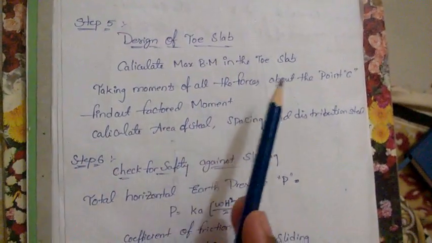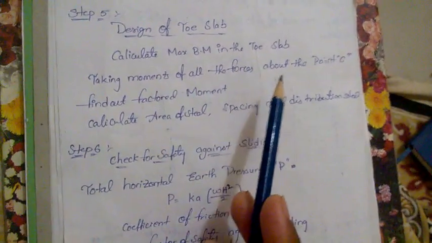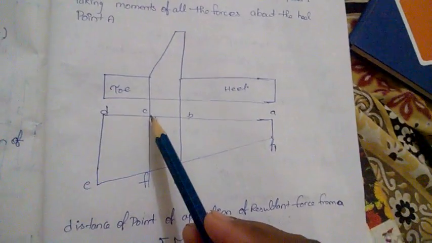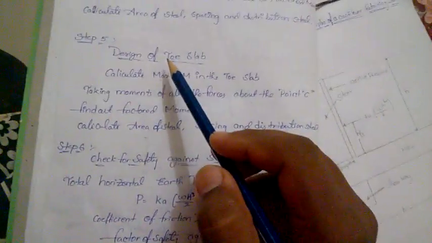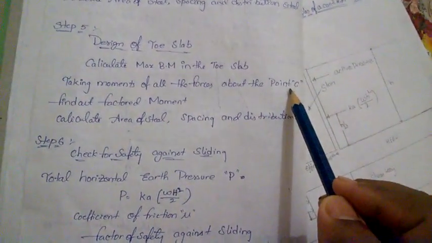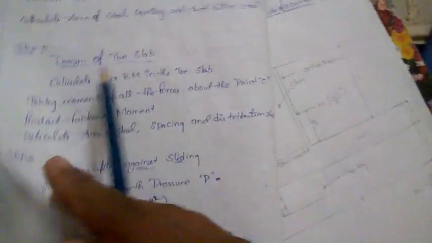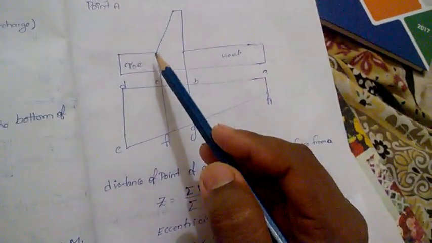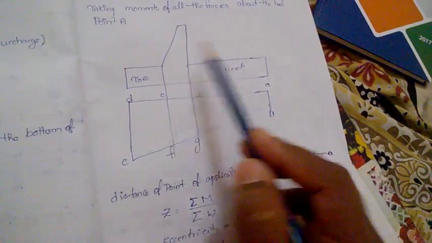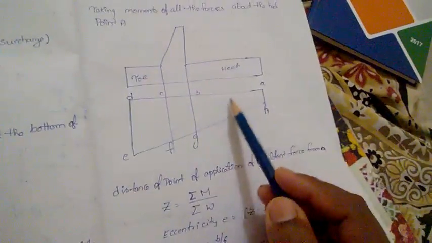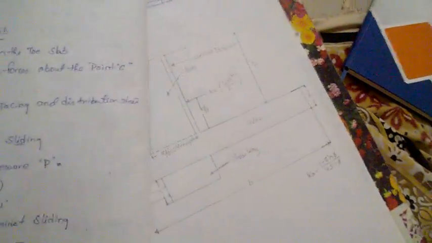Same, calculate the maximum bending moment in the toe slab, taking moments of all forces about the point C. This is the point C. For the toe slab, they have told us to take the moments of forces at point C. That's why we are taking the moments of forces at point C. We will take all the moments which occur about point C. Before that we have taken it at point A.